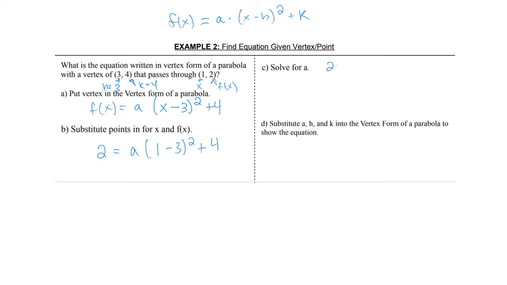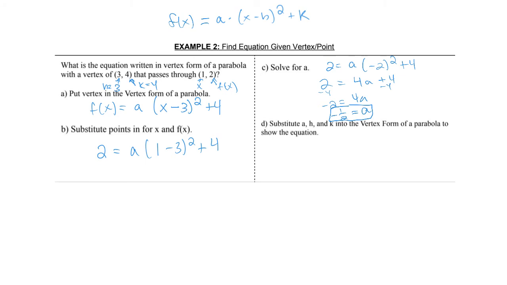Now we get 2 equals, oh, it has me solve it up here. Okay, so 2 equals a times 1 minus 3, which is negative 2 squared, plus 4, which equals 4a. 2 equals 4a plus 4, minus 4 to the other side, we get negative 2 equals 4a. Therefore, a is equal to, divide both by 4, negative 2 over 4, negative 1/2.